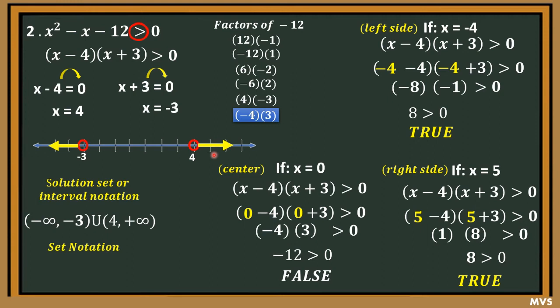Then, let's have here set notation. Let's go back here. You can see here that x is less than -3 and x is greater than 4. Let us write that in the set notation. Always use brace. So we have here x such that x is less than -3 and x is greater than +4.